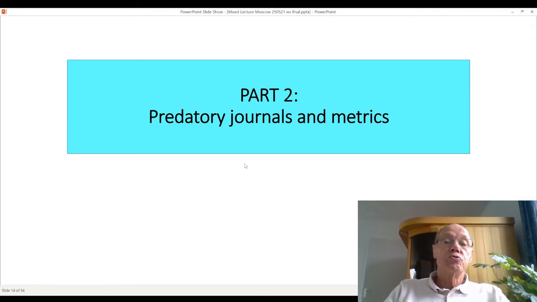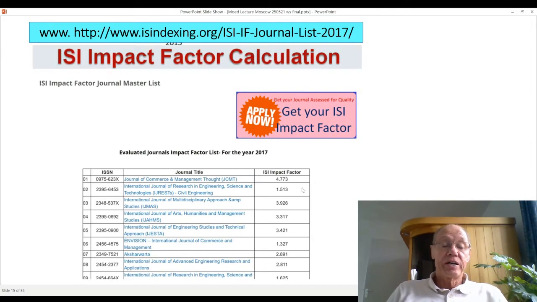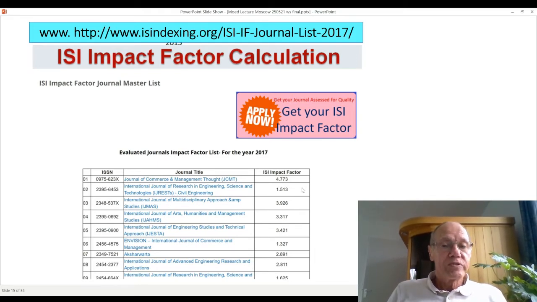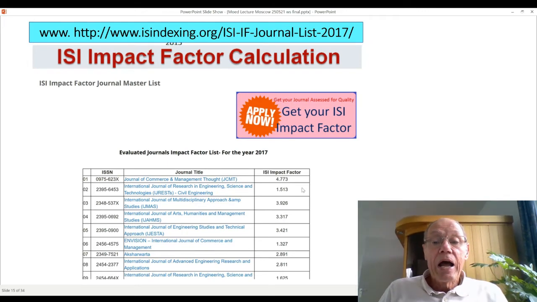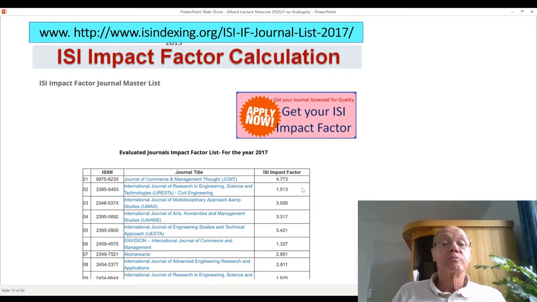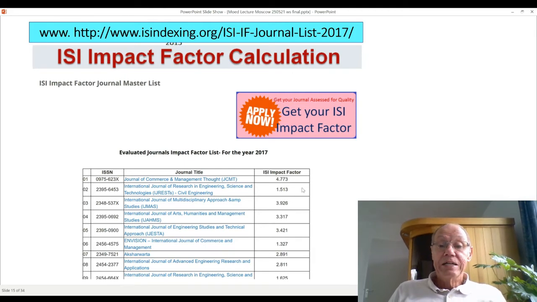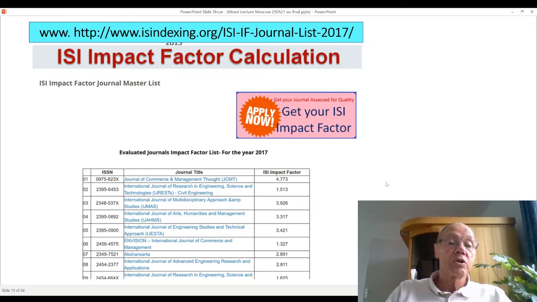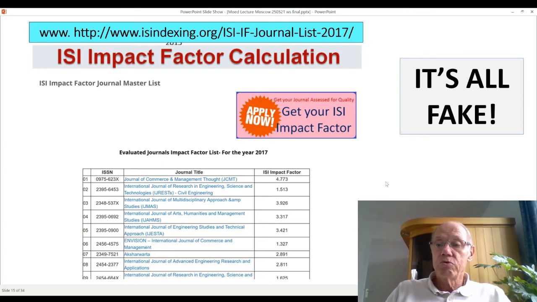Now I come to part 2, predatory journals and predatory journal metrics. Look at this slide that includes a few images from a site indicated on top of this slide, and it presents ISI impact factors for quite a few journals. As you can see, the journal here on top is the Journal of Commerce and Management Thought. It has a very impressive acronym, and the impact factor is actually expressed in 3 digits. So this sounds like a very solid site, but I can assure you it's all fake.